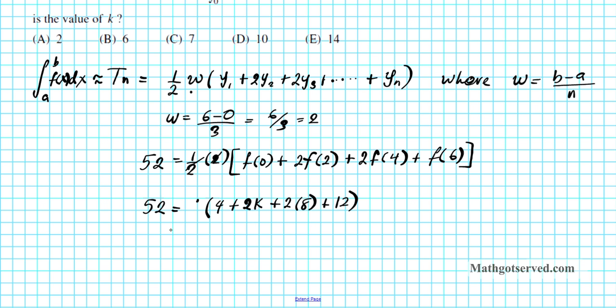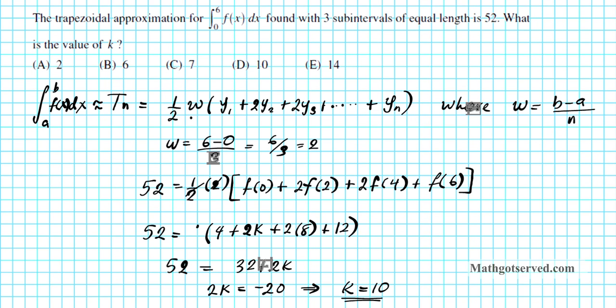All right. So we have 52 equals 4 plus 16 plus 12 is 32. 32 plus 2k. And then we have 2k is equal to 20. Divide both sides by 2. And then you have k is equal to 10. All right. So our answer is option letter D.